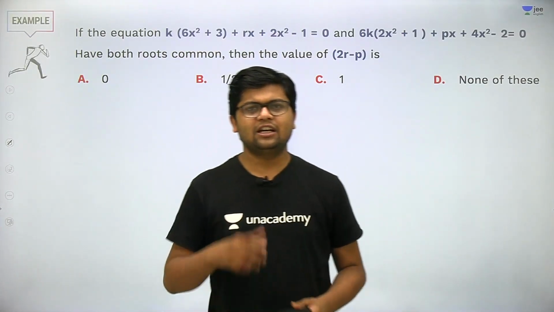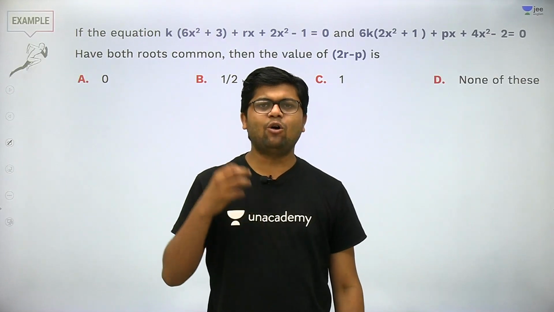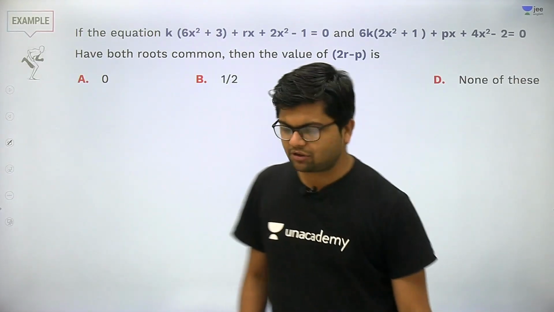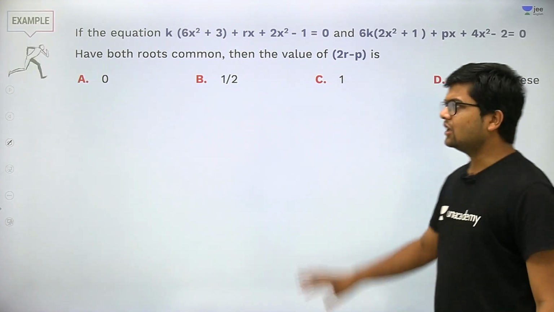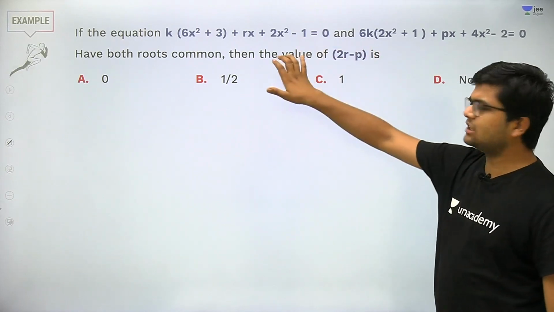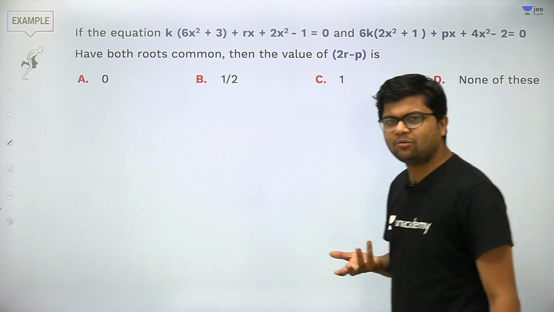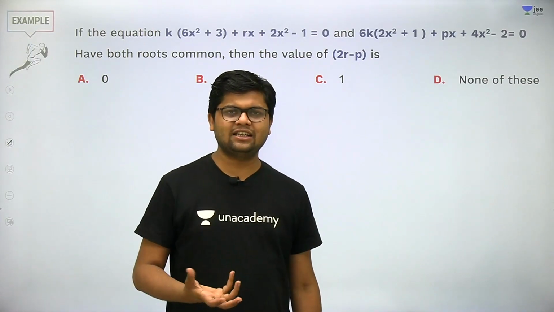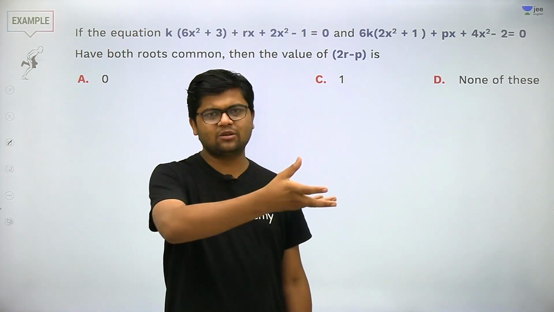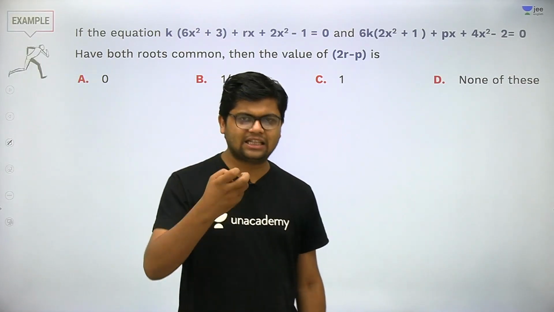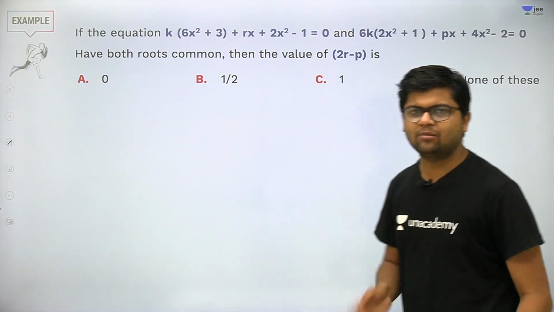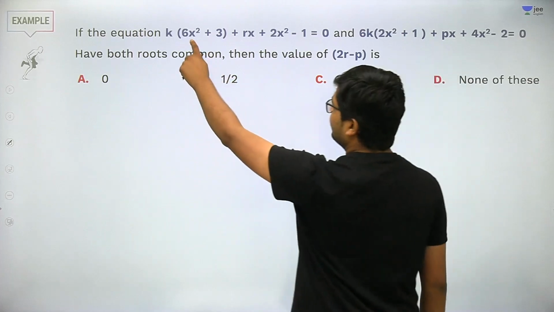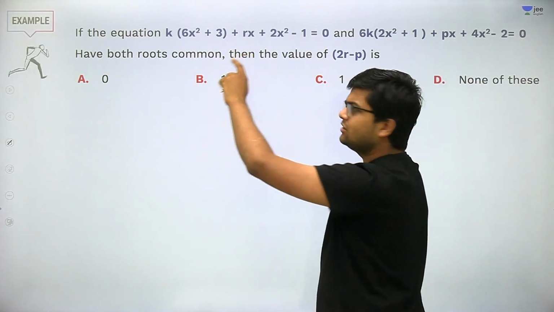If these two equations, first and second, have both roots common, that is okay. Now first write these equations in the standard format. What is the standard format? ax square plus bx plus c, so that I can easily say this is the coefficient of x square, this is the coefficient of x, and this is the constant term. That's what I'm talking about. I'm writing it very fast, you just listen to me.